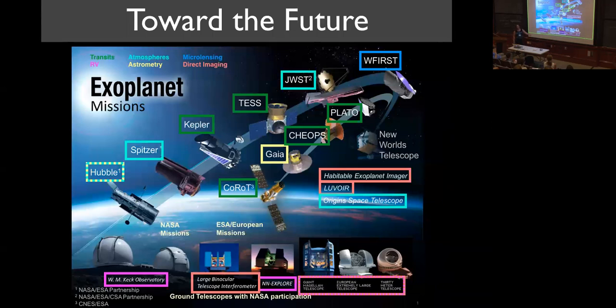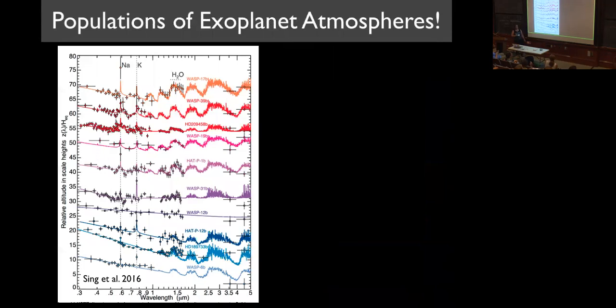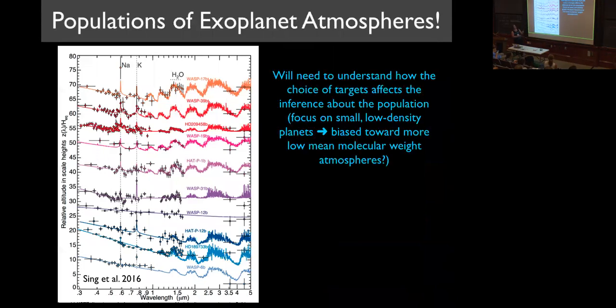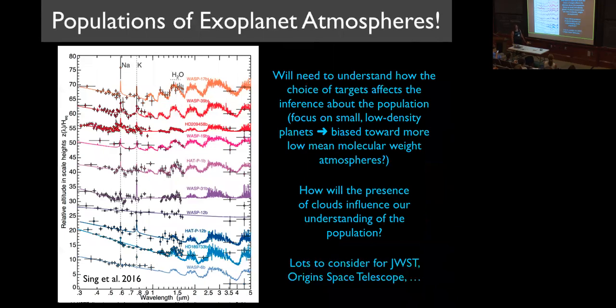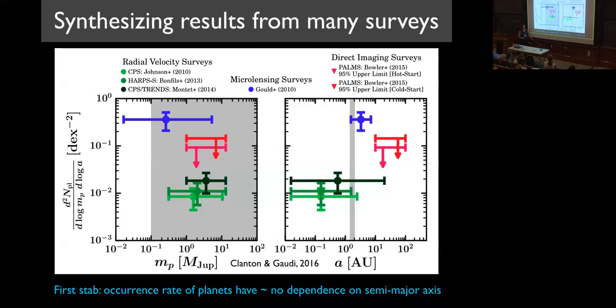So basically, all of the things that are coming in the future have possibilities for exoplanet populations. I particularly am excited about populations of exoplanet atmospheres. We're already starting to get to this with HST data, but there's going to be lots to consider for JWST and the Origins Space Telescope, about how we select our targets and what the presence of clouds is doing. And then in the future, we're going to have to do a lot of work to synthesize all of these results from many different surveys. A really great first stab of this was done by Christian Plantin and Scott Gaudi, looking at the mass and semi-major axis distribution across multiple surveys.